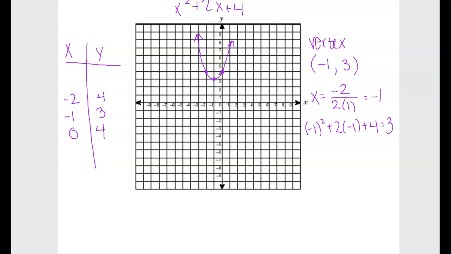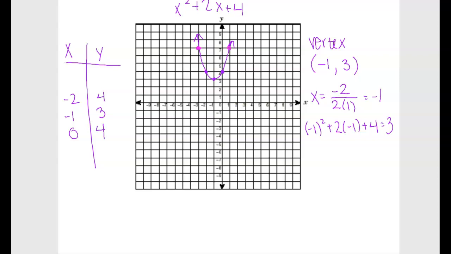And I also have my other points at -3, 7, and at 1, 7. So this graph, if you look at it, has no real solutions. It does not cross the x-axis.